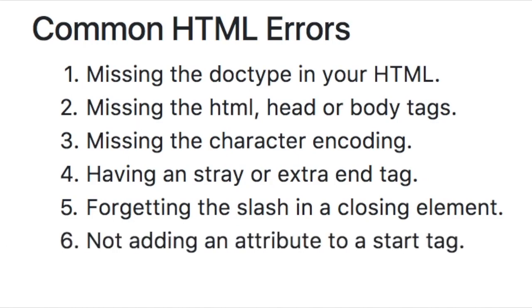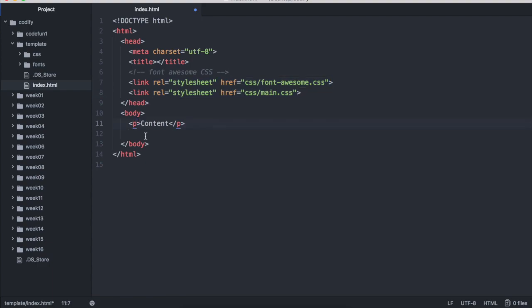Common error number 6, not adding an attribute to a start tag. This one I actually figured out pretty quickly, but remember, attributes will always be added to a start tag, never on an end tag.